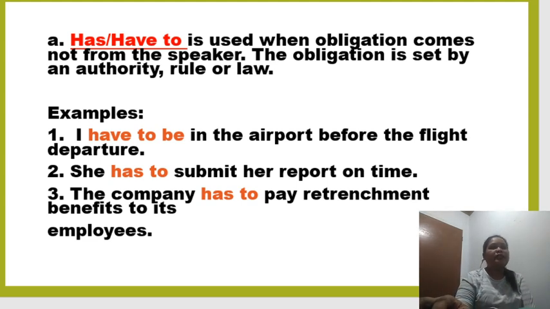Next, number three, the company has to pay retrenchment benefits to its employees. The company has to pay retrenchment benefits to its employees. So it is somebody or law or maybe an authority or rule that tells the company to pay the retrenchment benefits of its employees. Again, we use has or have to when the obligation comes not from the speaker, but it is given by an authority, rule, or law. Okay? Did you get it?